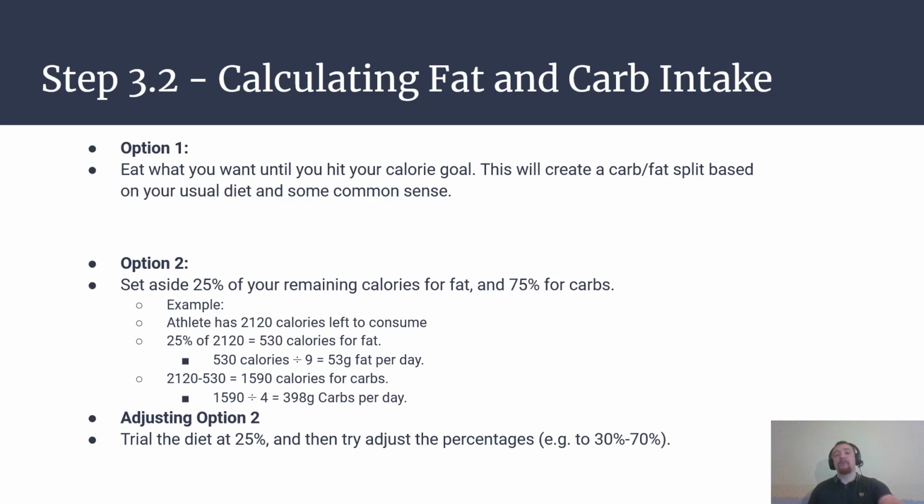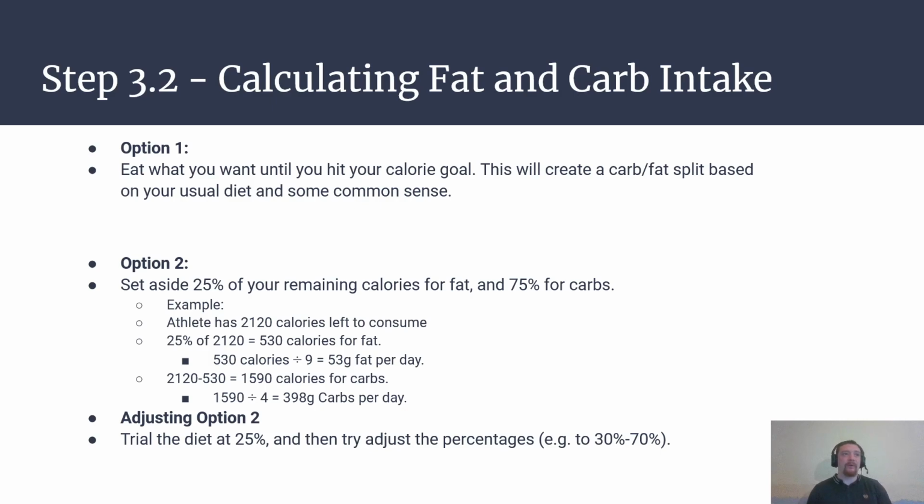Now, the thing with option 2 is you could probably adjust it over time. Try other diets at 25% calories for fat, 75% for carb. Trial it for a couple of weeks, and then adjust the percentages to perhaps 30% fat, 70% carbs. Then try 20% fat, 80% carbs, and keep on adjusting until you figure out what you like. Now, this is part of the reason why I like option one, because you probably already know what sort of diet you already like eating.